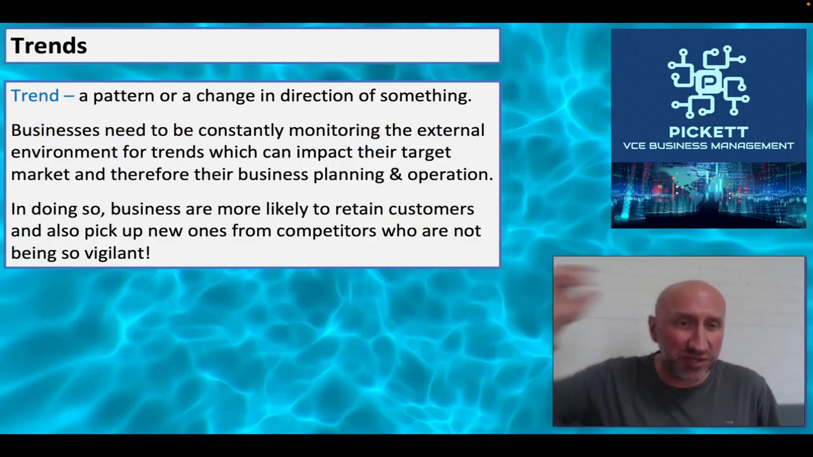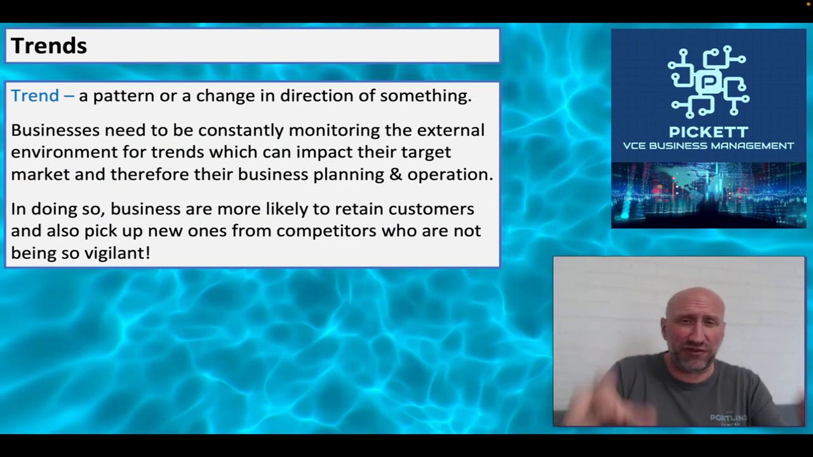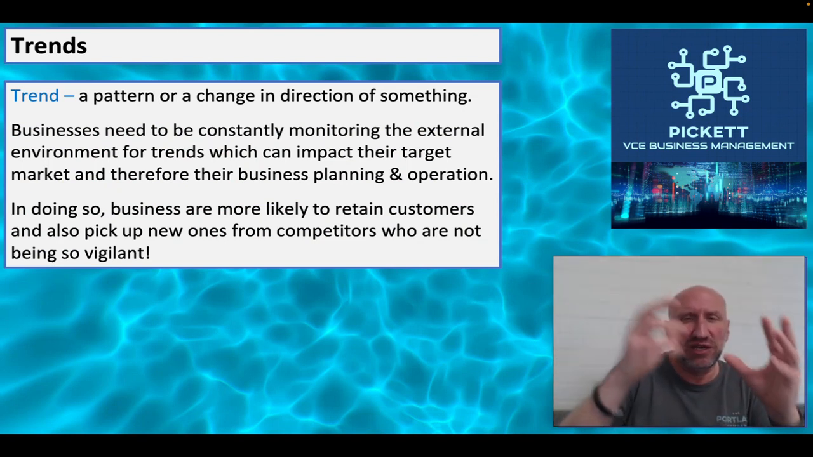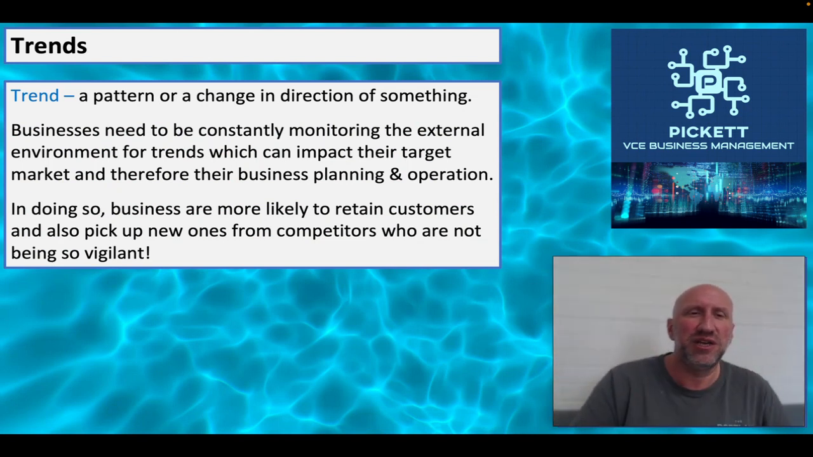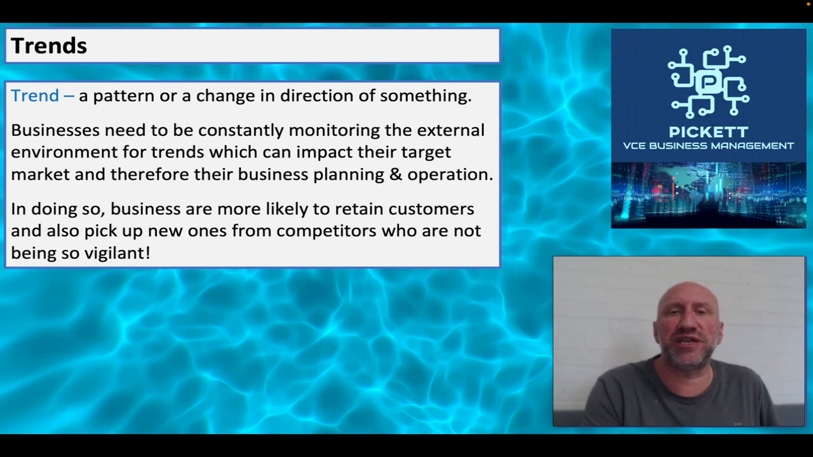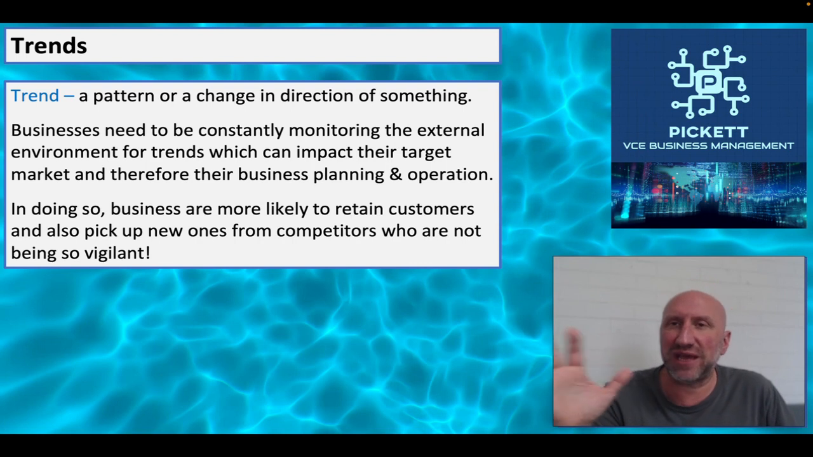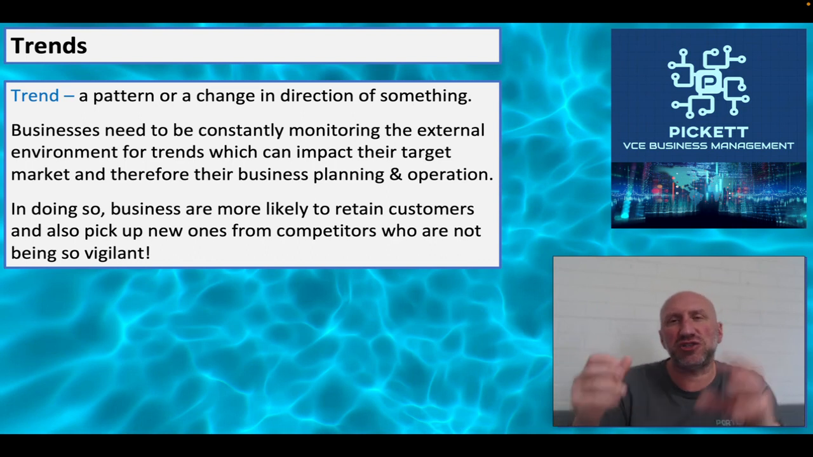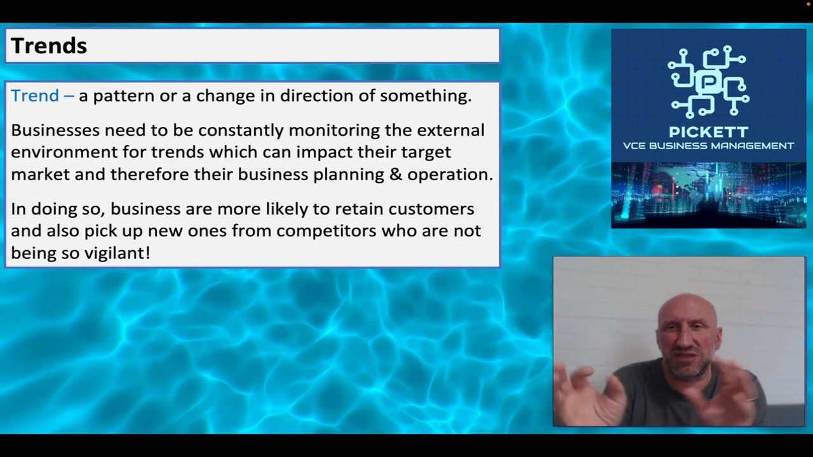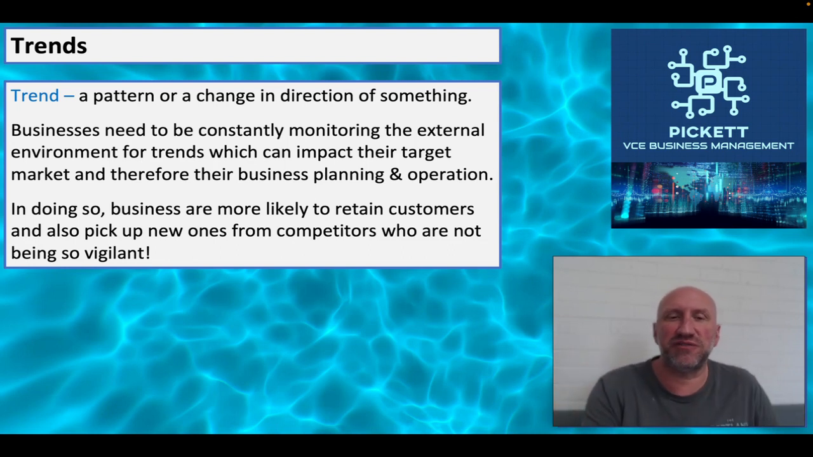Now, if we move on to trends, okay, so now differentiating those three things in the study design, so let's turn the values and beliefs together. Trends, this is more about a pattern or a change in direction of something. So again, businesses need to be constantly monitoring that external environment for trends which can impact their target market and therefore their business planning and operation. And I know the values and beliefs could also be seen as a trend as well, but just trying to differentiate out into a couple of different categories here.